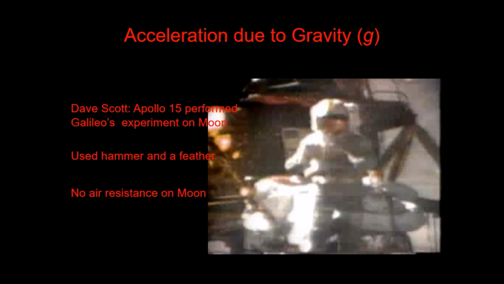It's about 1/6 if you go to the Moon, and if you go to Venus it's about 92–93% of that on the Earth, very close to the Earth's gravity. And this was an experiment that Dave Scott on Apollo 15 performed. He looked at Galileo's experiment and took a feather and a hammer, which you can't see in this grainy 1970s image. You can find this video on YouTube, and he basically dropped the feather and the hammer, and without air resistance on the Moon, both of them hit the ground at the same time.